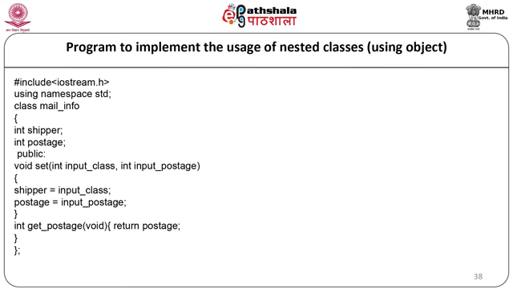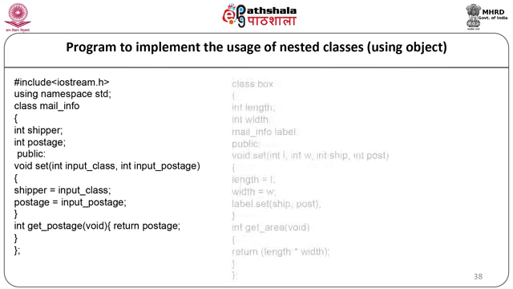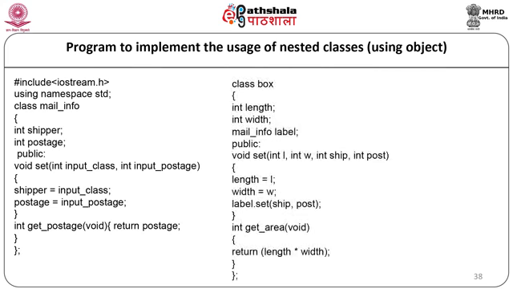Now we will define our next class, class Box. In a private section we will have int length, int width, and here we are going to declare the object of class MailInfo. So it will be declared as MailInfo label. So as you can see here, 2 data members plus the object have been included inside the class Box. So this is basically nesting using the objects of another class.